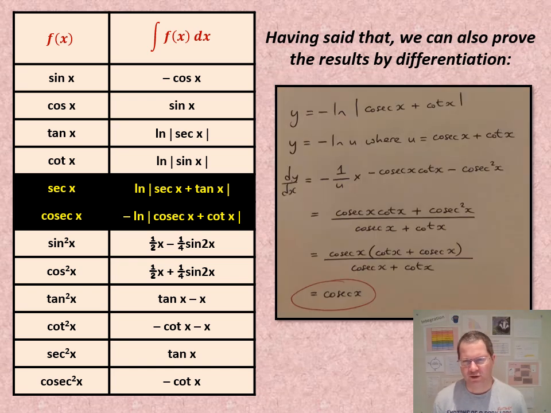If y equals minus ln of cosec x plus cot x, then y equals minus ln u, where u is equal to cosec x plus cot x. So dy by dx is minus 1 over u times, again in brackets, (minus cosec x cot x minus cosec squared x). So all the minuses cancel out. That gives us cosec x cot x plus cosec squared x over cosec x plus cot x. Factorising out the cosec x on the top means that we can cancel out the cot x plus cosec x, and that leaves us with cosec x as the answer.